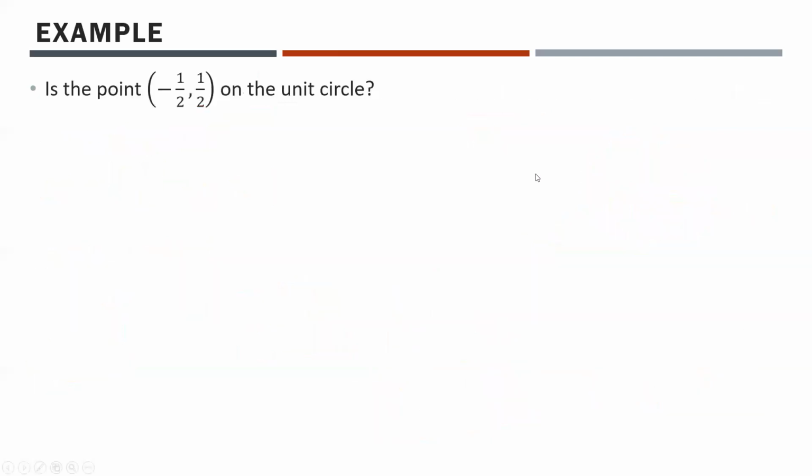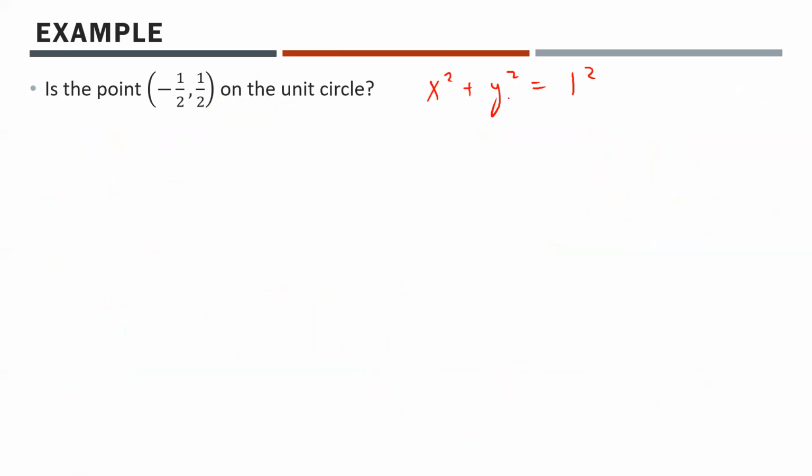All right, next question. Is the point negative 1/2 on the unit circle? Well, to answer this kind of question, let's go back to what the formula is for a unit circle. The formula for a unit circle is x squared plus y squared equals 1 squared, or in other words, x squared plus y squared equals 1. To check if this is on the unit circle, we just need to check if these numbers satisfy this equation.